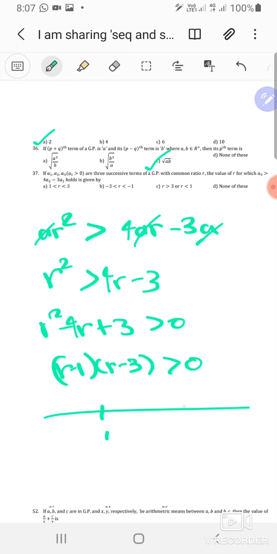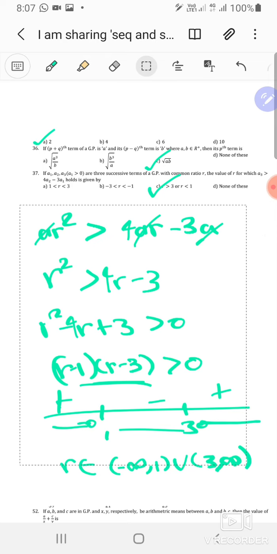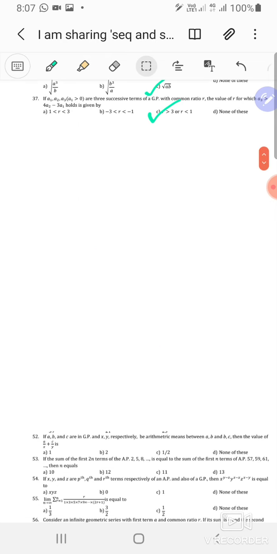Now you can draw the number line, 1, 3, plus minus plus. Over here this value is positive, over here this value is positive, here this value is negative. So we just take this interval and this interval. So r belongs to negative infinity to 1 union 3 to infinity. In other words, r is greater than 3 or r is less than 1. Okay, cool. Let's move on.